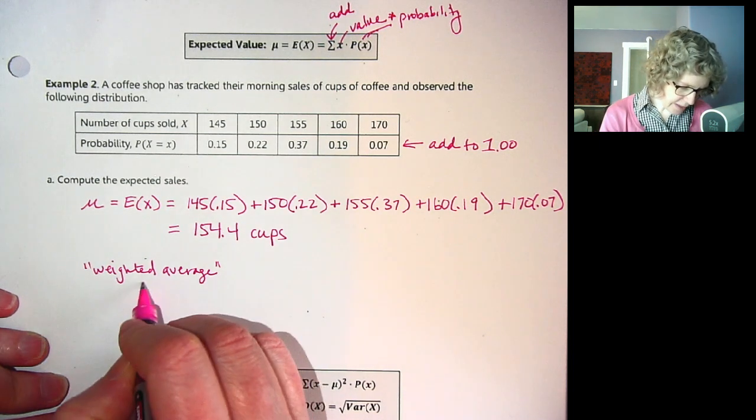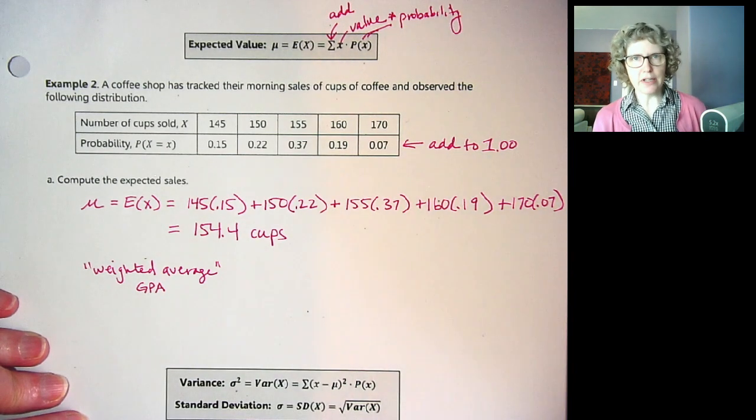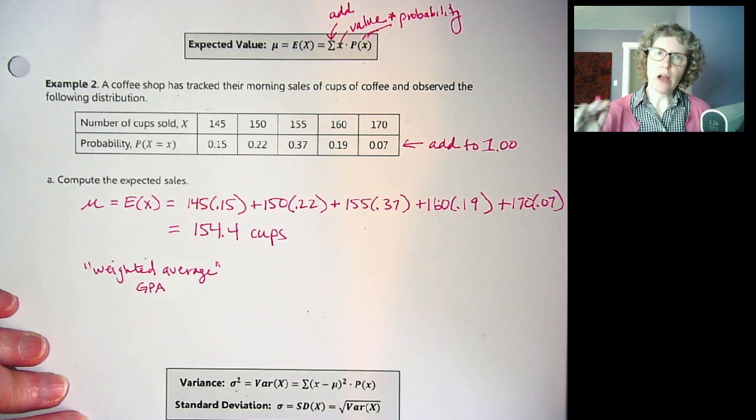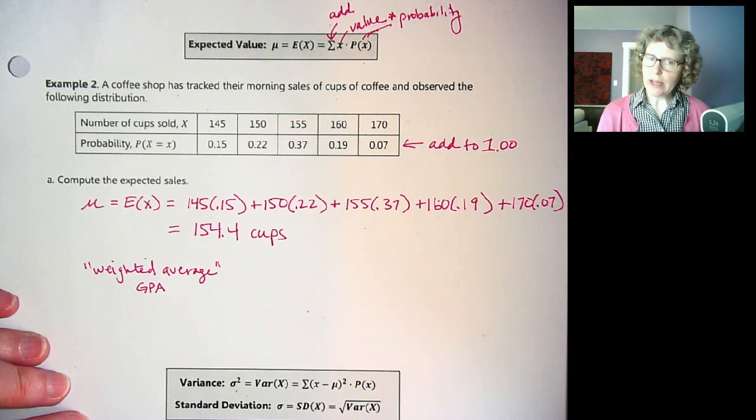Another example of weighted average is GPA. When you take a 1 credit class, it doesn't count as much towards your GPA as a 5 credit class. So they would take the points for your grade, 4, 3, 2, 1, and then multiply it by the weight, the number of credits, and then divide by all the credits you have. So it's a weighted average also.